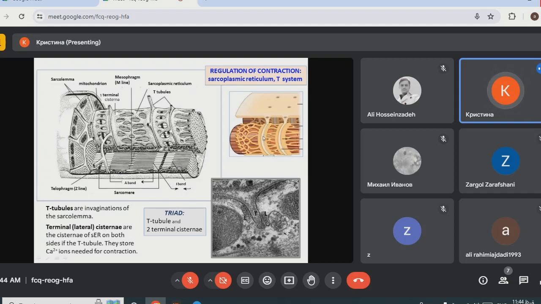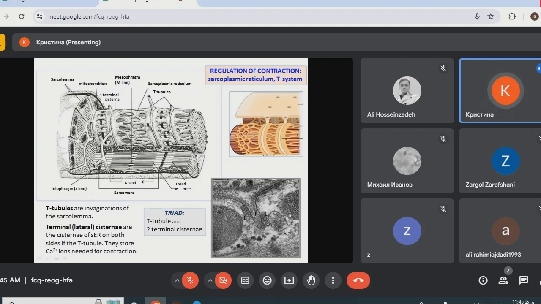sides of the T-tubule. So as a result, we have this structure, which is called a triad. Triad because it consists of three elements. One T-tubule in the middle and two terminal cisternae on both sides of it. Another one is here, and the same you can see here. T-tubule here, and on both sides, very close to it, the lateral cisternae, or terminal cisternae of sarcoplasmic reticulum.